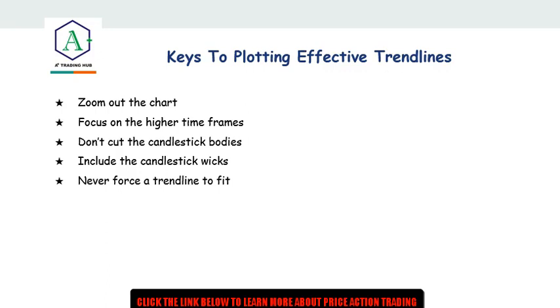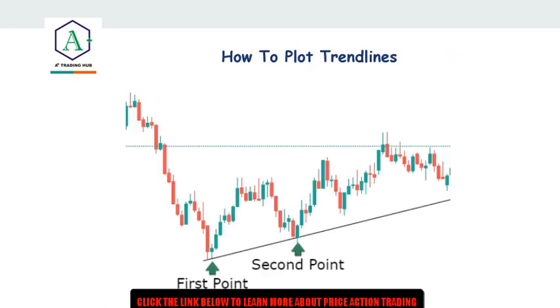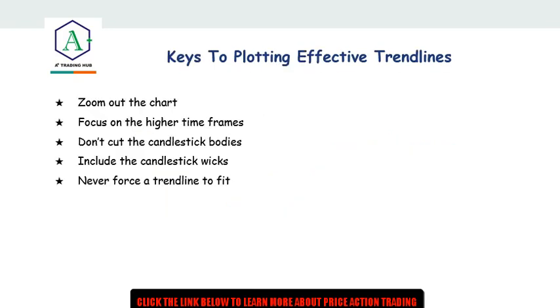Keys to plotting effective trend lines. When you come to the chart, you need to zoom out and focus on the higher time frames. Don't cut the candlestick bodies. Include the candlestick wicks. You can see from here, I'm including the candlestick wicks as I'm drawing the trend line. You don't cut the candlestick body. You don't do this. No, that is wrong. So you include the candlestick wicks and don't cut through the bodies. Do this on the higher time frames like the 4-hour, daily, and the weekly. If you go to the monthly, that means maybe you're a position trader.